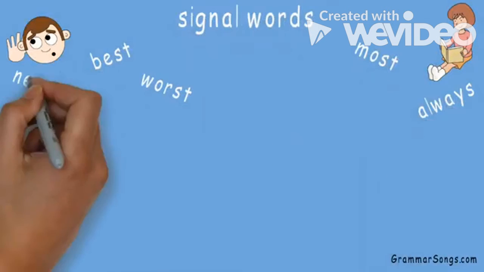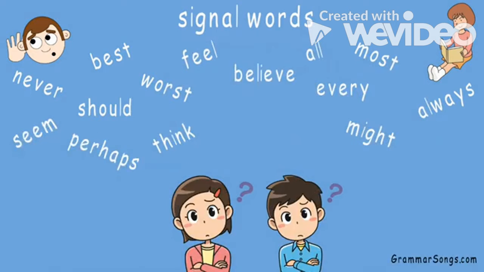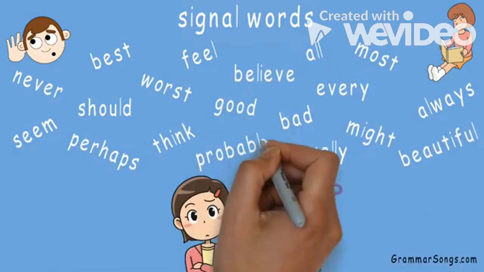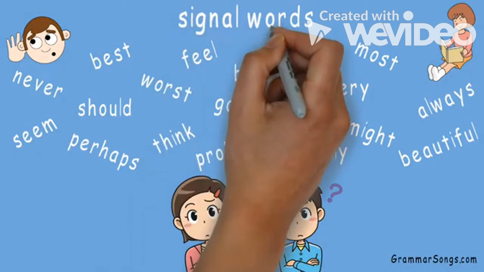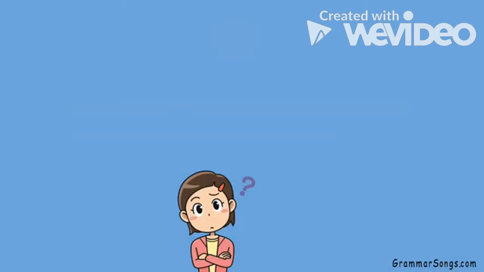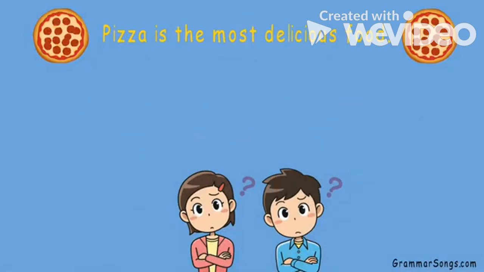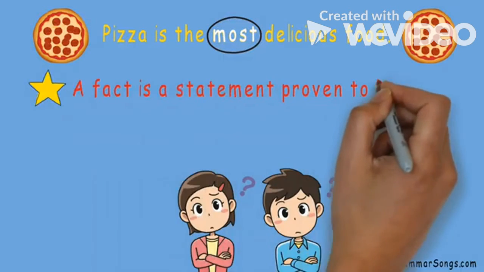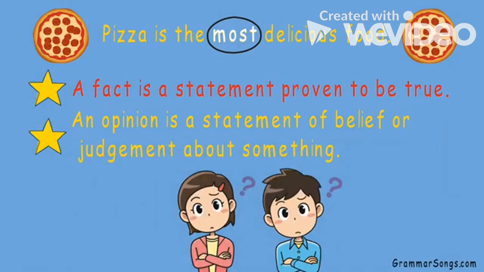Oh no! How will we ever learn them all? Don't worry, I don't think any one person knows every signal word. Becoming familiar with signal words is simply another tool you can use to help you identify when a statement is an opinion. For example, our earlier sentence, "Pizza is the most delicious food," contains the signal word most. The important thing is to remember that a fact is a statement proven to be true, and an opinion is a statement of belief or judgment about something.